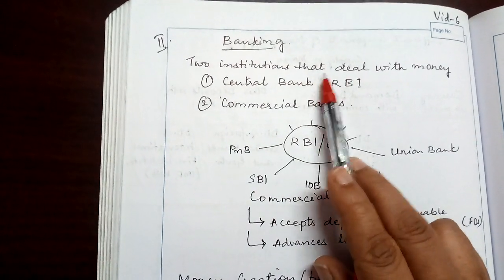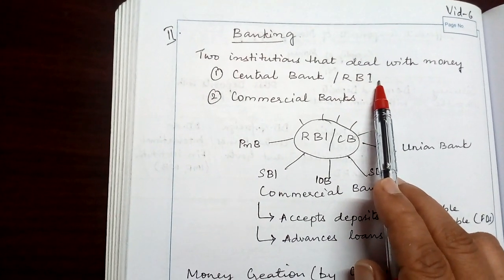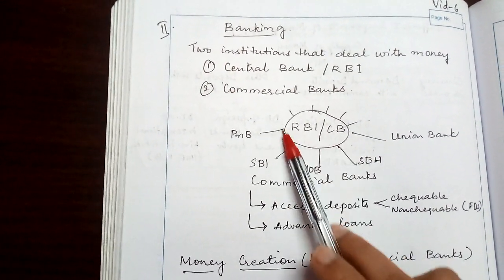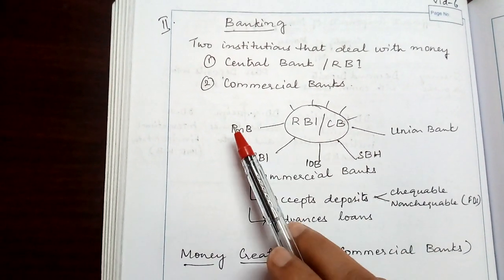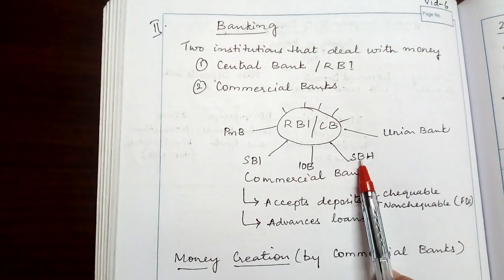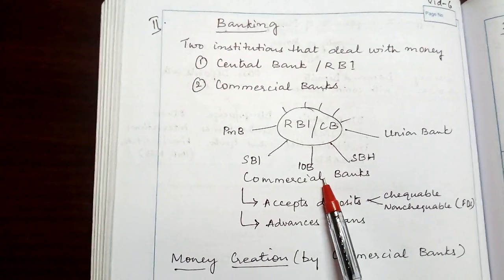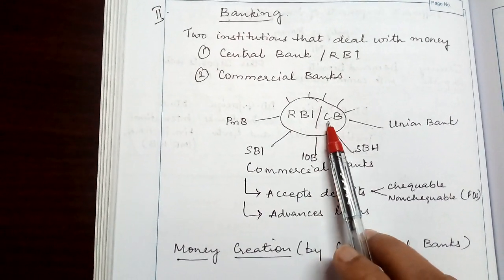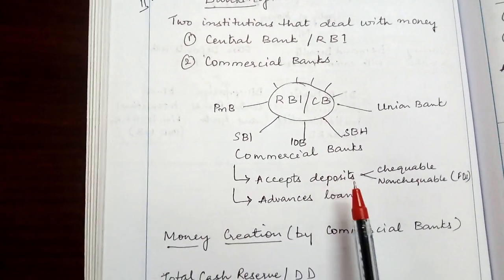The two financial institutions that deal with money are the central bank, that is the Reserve Bank of India or the RBI, and the commercial banks. The RBI or the central bank is the apex body which controls the other commercial banks. The Punjab National Bank, State Bank of India, Indian Overseas Bank, State Bank of Hyderabad, Union Bank, etc. are all called commercial banks which come under the same roof of RBI or the Reserve Bank of India, otherwise called the central bank. Each country has its own banking system and an apex body called the central bank.